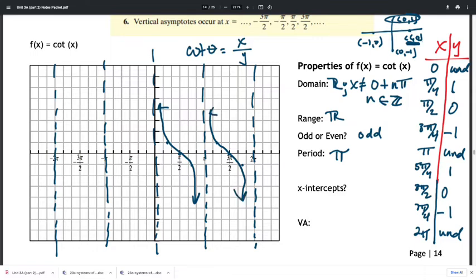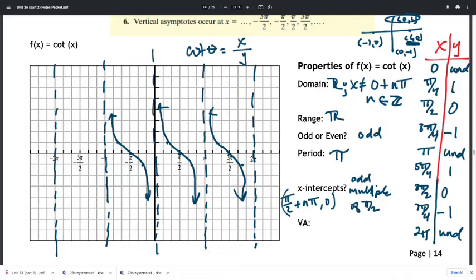And I've graphed 2 periods now, but I'm going to do a little bit more. So 1, 0, and negative 1. Okay, so I graphed 3 periods. So if you'll notice, you have x-intercepts at every odd multiple of pi over 2, or every pi over 2 plus n pi, comma 0 as an x-intercept.